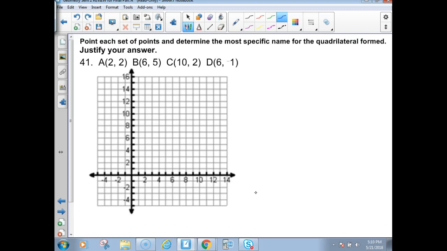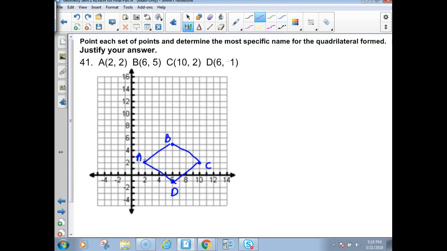Plot each set of points and determine the most specific name for the quadrilateral formed. 2, 2 is A, 6, 5 is B, 10, 2 would be C, and 6, negative 1 is D. There is more than one way that you can do the problem, but it says it's a quadrilateral.